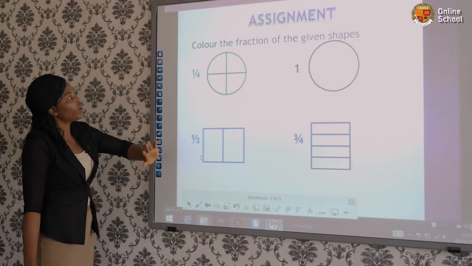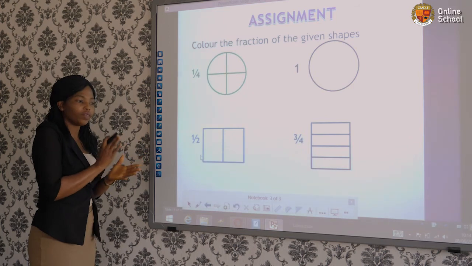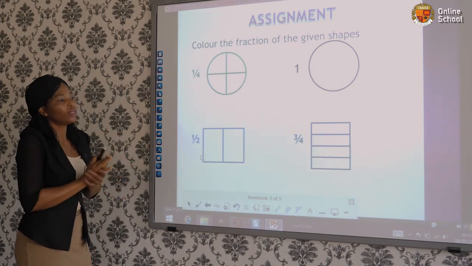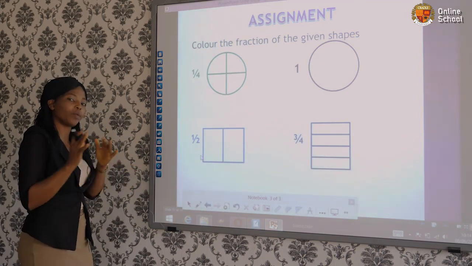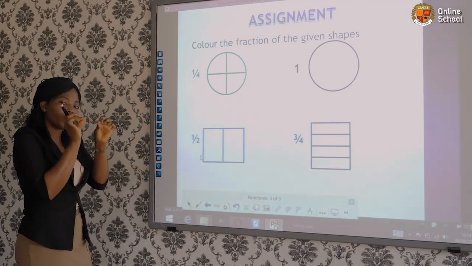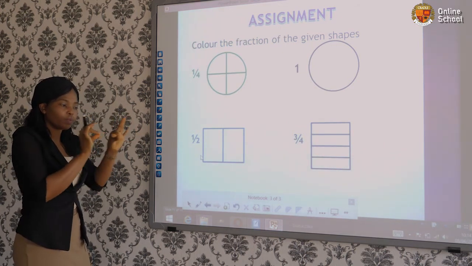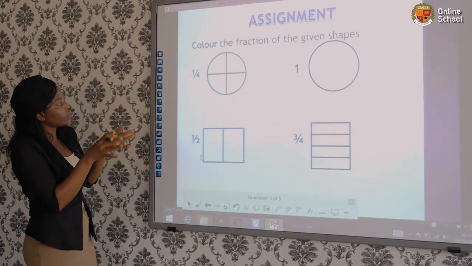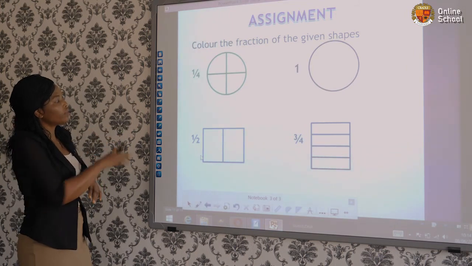This is your home fun, your assignment. But recall, we have learned about the definition of fraction and a whole and some parts of fraction. And we said that fraction is a part of a whole, a piece out of a whole. That is fraction. We're talking about those parts. We learned what a whole is. We learned part. We learned some fractions.